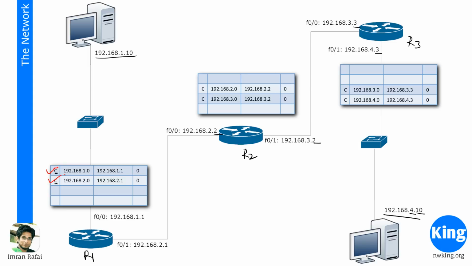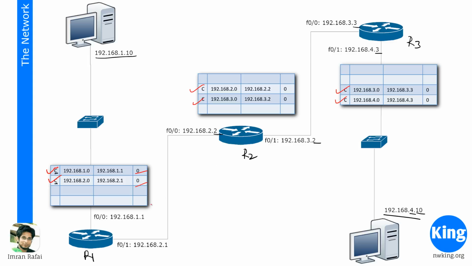So you'll have C and C, both of them connected, and they will have a hop count of 0, because the metric used in RIP is hop count, so it has a hop count of 0 because they are all directly connected. Similarly with router 2, you have 2 directly connected, and router 3 you have 2 directly connected.